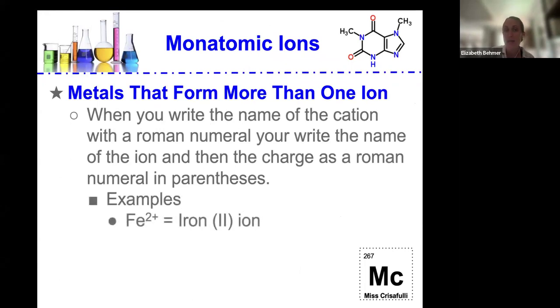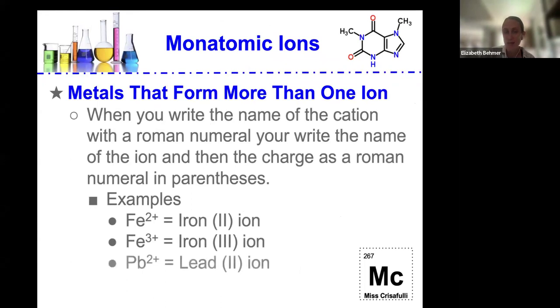So for example, iron 2+ would be iron with the Roman numeral 2 ion. Iron 3+ would be iron with the Roman numeral 3 ion. Lead 2+ would be writing out the word lead with the Roman numeral 2. And lead 4+ would be lead with the Roman numeral 4 ion.